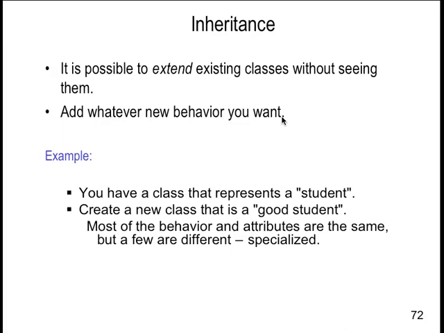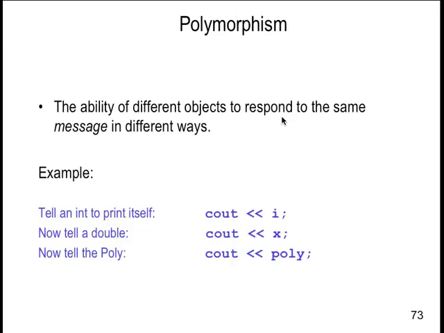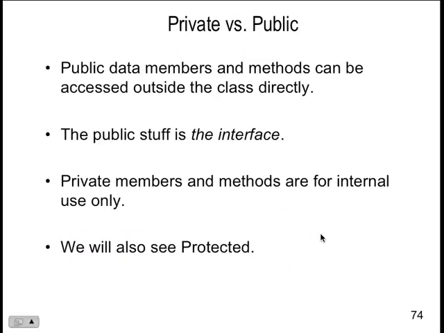So if you have a class that represents a student, you can create new classes for good students, for bad students, for different types of specializations. And then we have the concept of polymorphism that's also supported. And this is kind of a side effect that is created. So the ability of different objects to respond to the same message in different ways. So in this here we can tell, and cout is actually polymorphic if you think about it. You can tell the cout function to print an integer, a double, to print out an object, print out anything you want. And that's really an example of how polymorphism is added into the language.